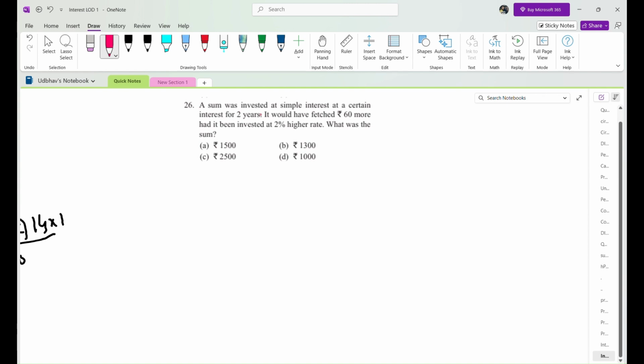A sum was invested at simple interest at a certain rate for 2 years. Time is 2 years. It would have fetched 60 more had it been invested at 2% higher. So let's say it was invested at some rate R%, and if it would be at R plus 2%, the interest would be 60 more. If the interest was initially I, I can write it here.